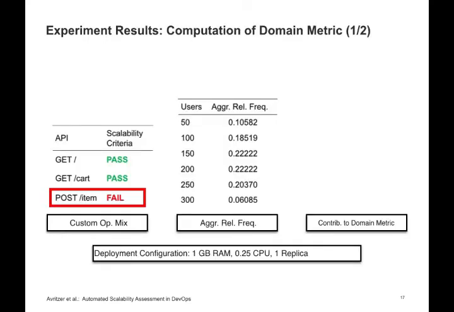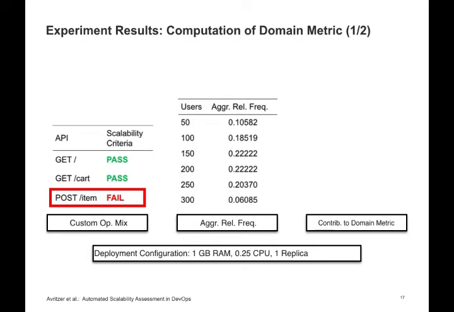Here we see an example of a deployment configuration with 1 GB RAM, 0.25 CPUs, and 1 replica. We consider the custom operating mix on this slide, where we have 3 calls to APIs, including get cart and post item, where post item failed the scalability criteria. By relying on the analyzed production data, we have obtained the aggregate relative frequency for each load situation when the number of users ranges from 50 to 300, as shown.